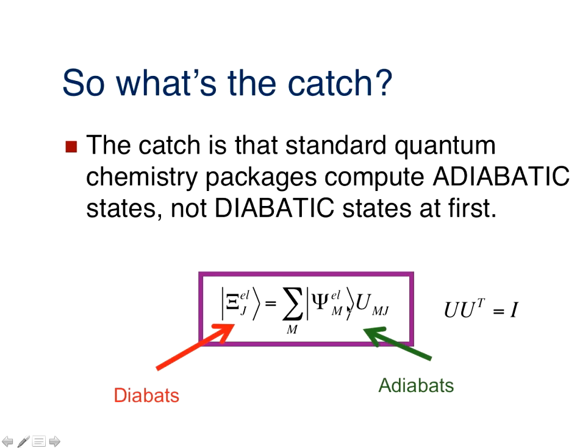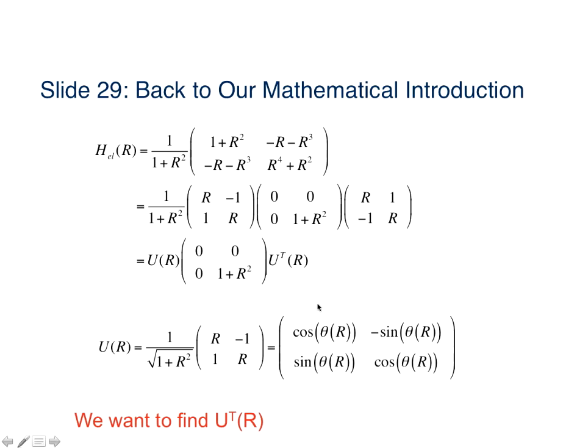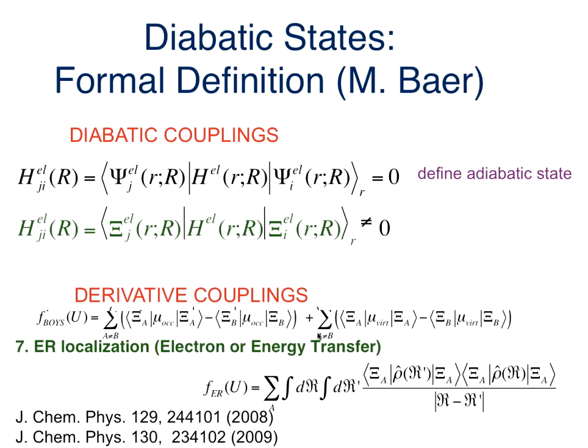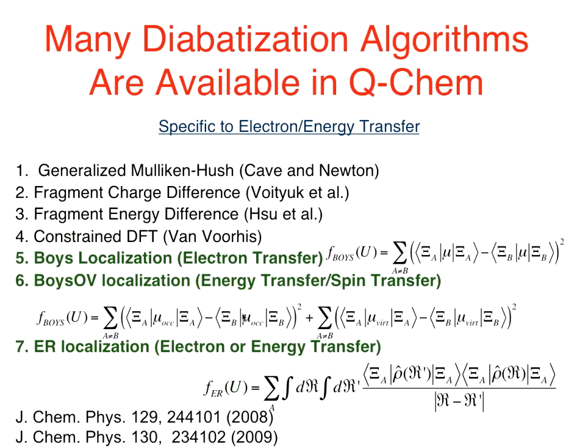And you somehow want to rotate these adiabatic states that you get at any given nuclear configuration. You want to rotate them together and make diabatic states. And this rotation matrix should depend on geometry. Well, in this case, all you want to do really is back out what this theta parameter is here that I told you before. So you want to find this theta parameter. So how do you do this?